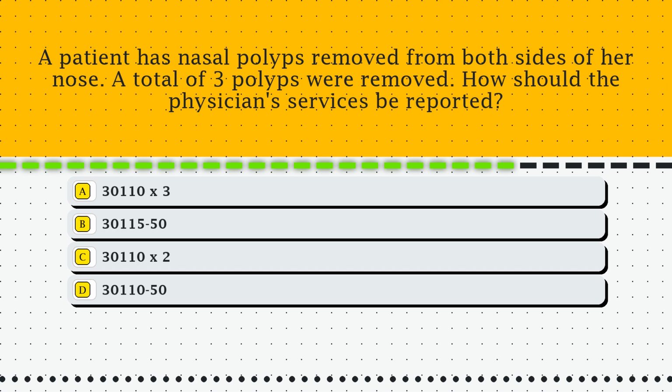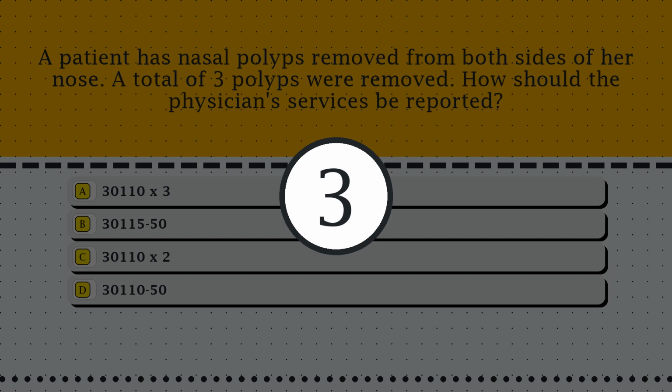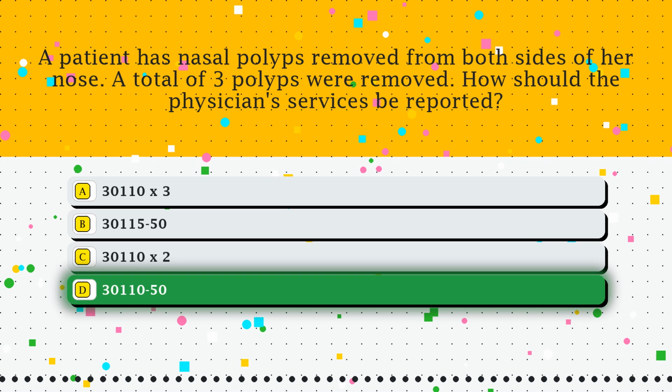A total of 3 polyps were removed. How should the physician's services be reported? Option A, 30110 x 3. Option B, 30115-50. Option C, 30110 x 2. Option D, 30110-50. The correct answer is option D, 30110-50.